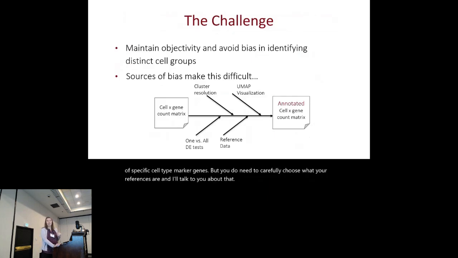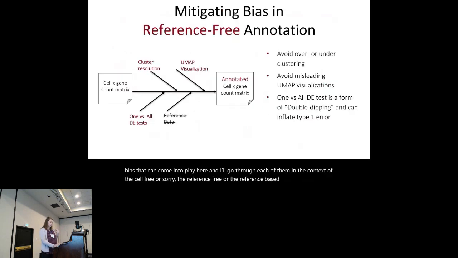So, the challenge that I presented is that we want to maintain objectivity and avoid bias when we're doing this cell annotation process. There are several sources of bias that can come into play here, and I'll go through each of them in the context of the reference-free or the reference-based approach. With reference-free annotation, the one source of bias that we don't have to consider is reference data. We aren't choosing what that would be.